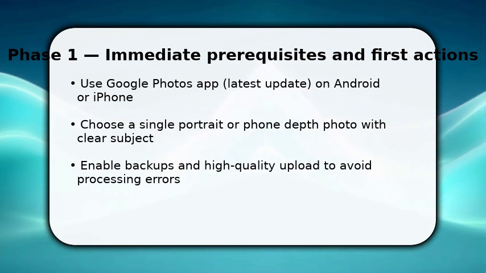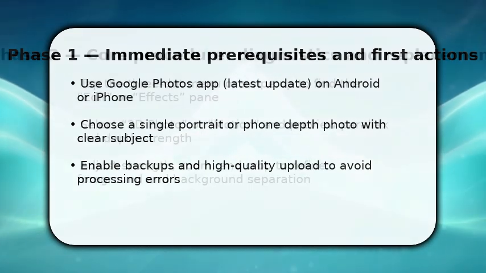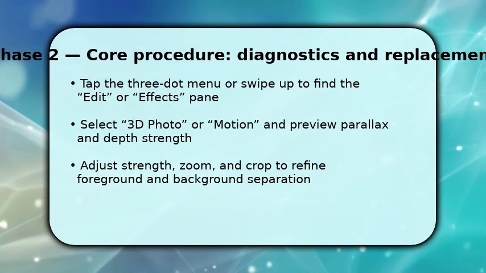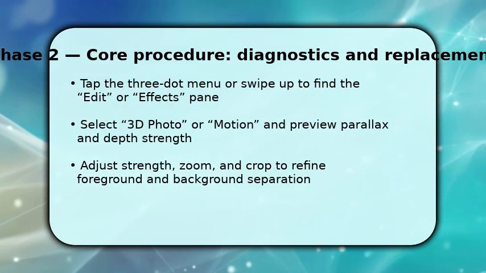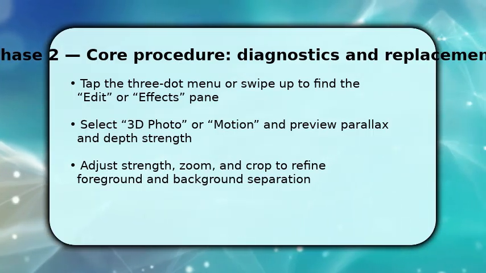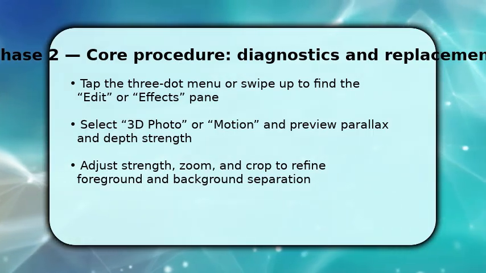You'll now apply the 3D motion effect. Tap the three-dot menu or swipe up to open Edit, then choose Motion or 3D Photo. Google analyzes depth and synthesizes a moving background. As you apply it, adjust strength and crop so the subject sits well inside the frame.